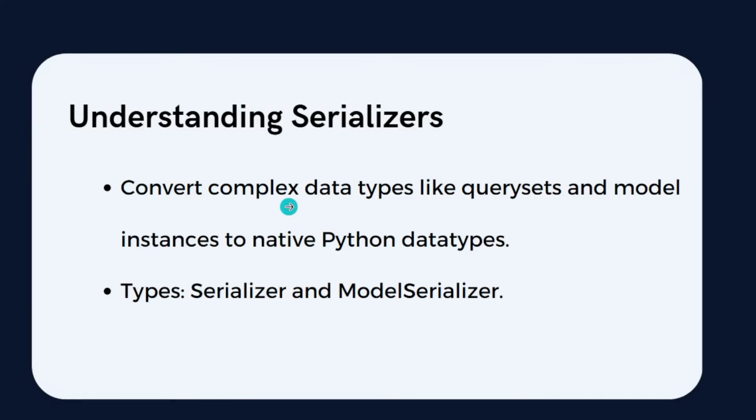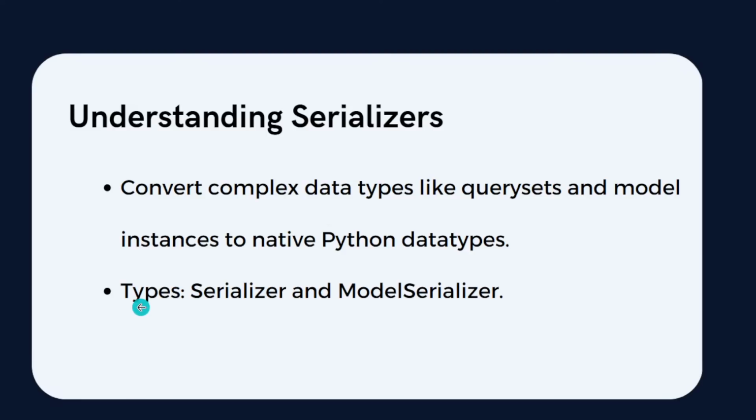Basically, it can convert other complex data types too. There are several data types, like a query set. A query set is what we use with a database like PostgreSQL; that syntax is called a query set, along with the model instance. In Django we are using an ORM, right? Your ORM is based on classes and methods, and here we convert these different data types into our normal Python data types. That is why we use serializers.